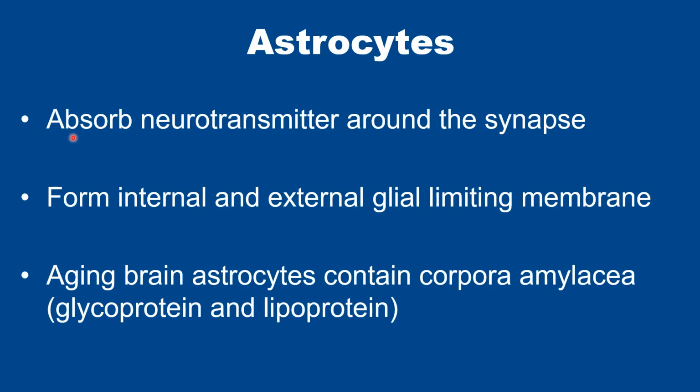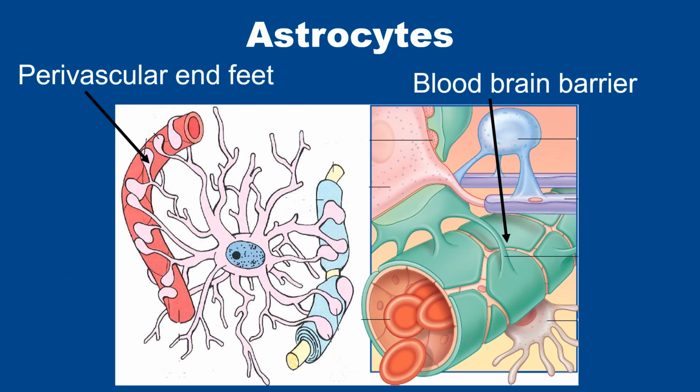The astrocytes absorb neurotransmitter around the synapses. They form the internal and external glial limiting membrane. And in the aging brain, the astrocytes contain corpora amylacea, which is glycoprotein in nature. The foot processes of the astrocytes cover the external surface of the capillaries, supporting the blood-brain barrier.